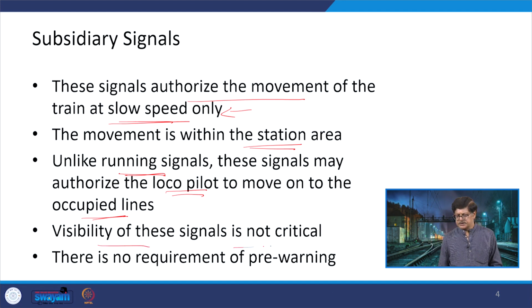The visibility of these signals is not critical. In the previous lecture, we talked about what should be the minimum visibility of those signals. In some cases 2 kilometers, 1 kilometer, 400 meters, 200 meters, and so on. But here that is not a critical issue, because you are moving at a very slow speed, less than maybe 15 kilometers per hour, and therefore it is very easy for the loco pilot to concentrate and see where these signals are being provided and what is the indication which is being given by these signals. And there is no requirement of pre-warning. In those cases with the stop signal, we were using the permissive signals, the distant signals, the warner signals. Here that is not required.